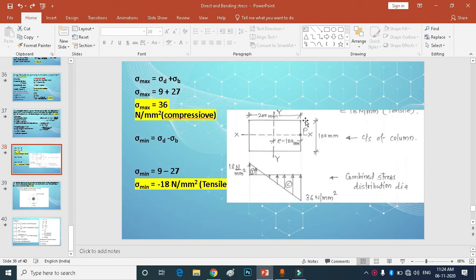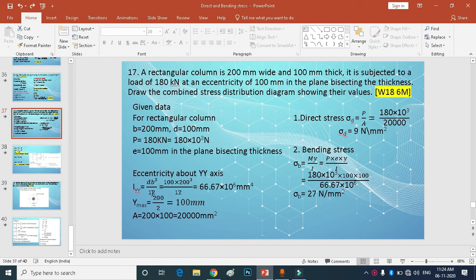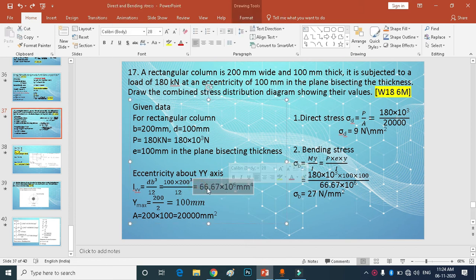So moment of inertia of this rectangle about this y-axis. Formula is d B cube divided by 12. Therefore 100 into 200 cube divided by 12. Therefore moment of inertia is 66.67 into 10 raised to 6 mm raised to 4.